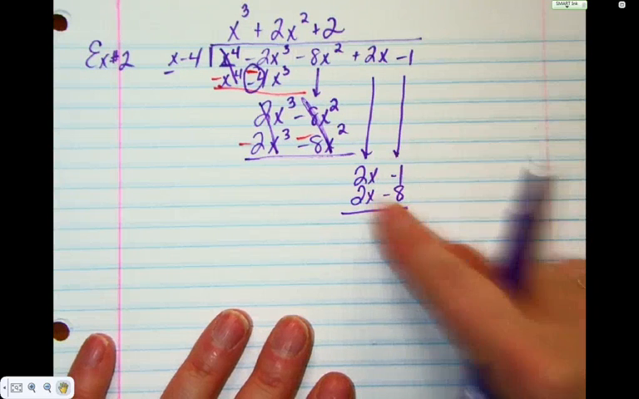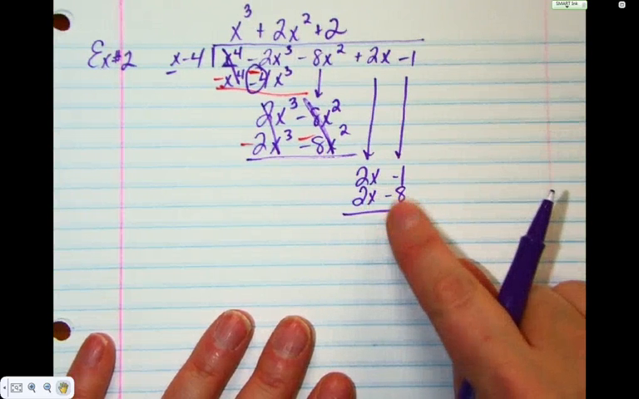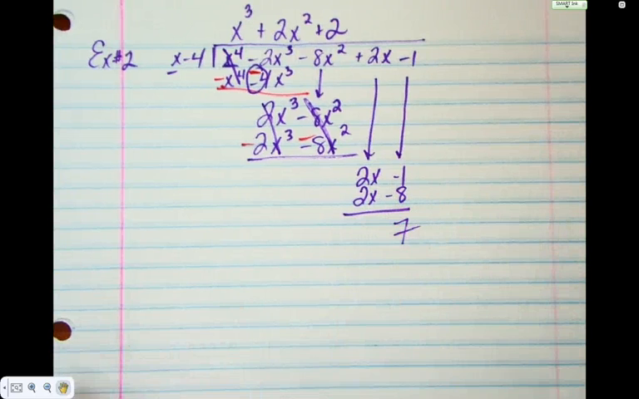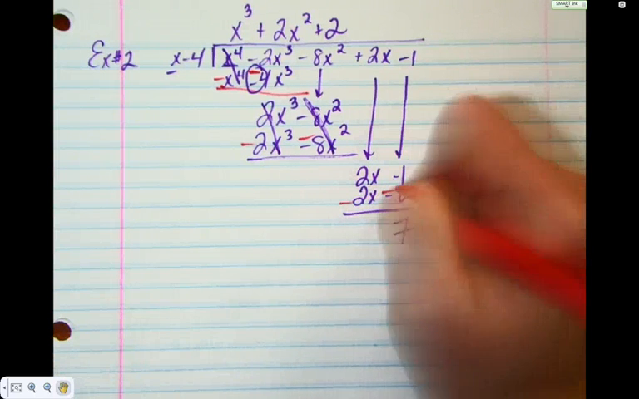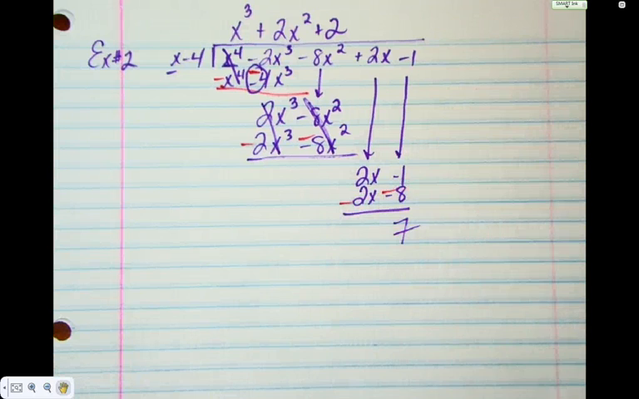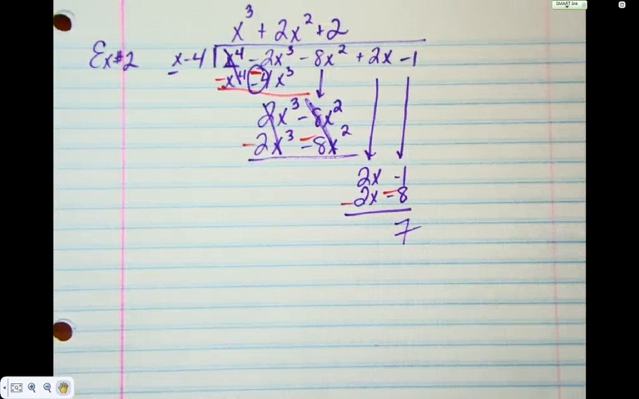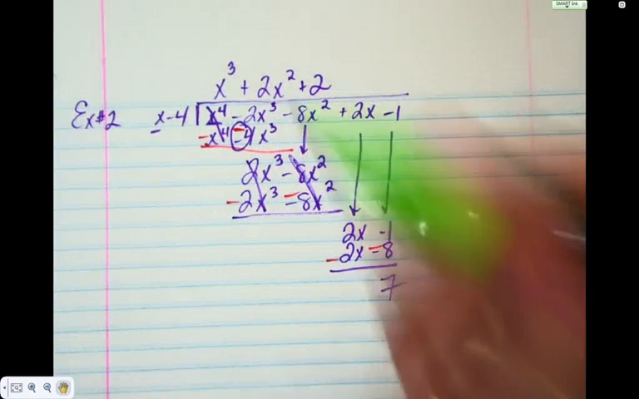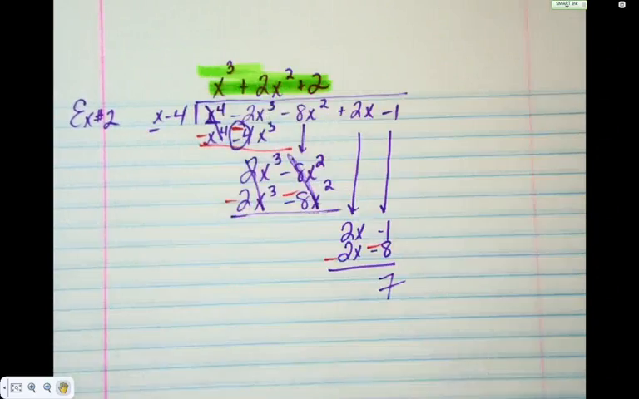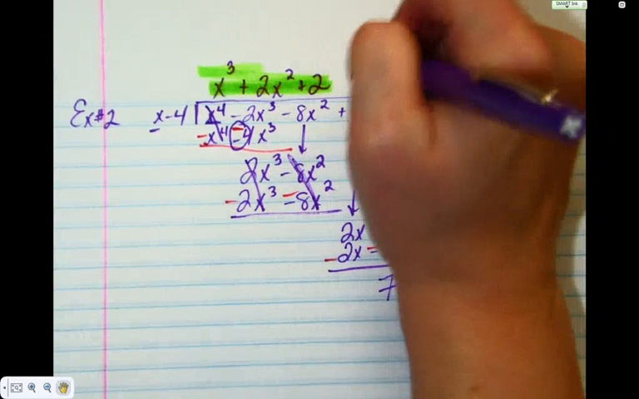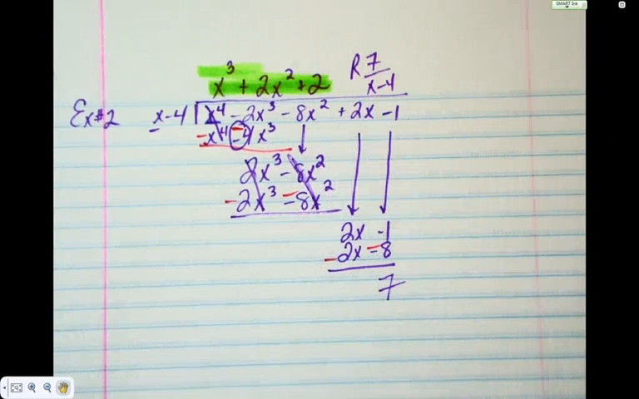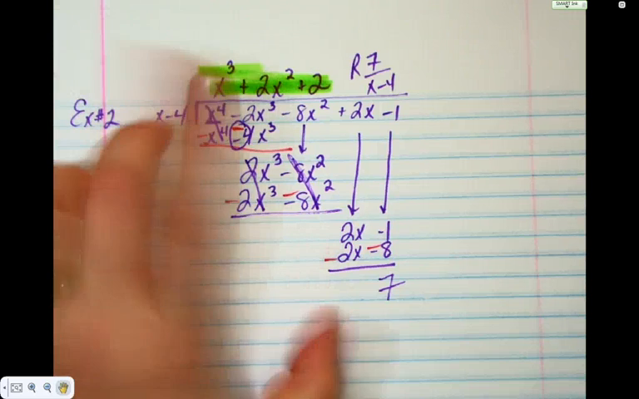Really common mistake is people are going to put -9. What's the mistake if you put -9? You haven't subtracted, you've added them. That's why I like to write the negatives really clear so your brain's like, oh wait, 8 minus 1, 7. What's the answer? What are we looking for in all this? Remainder 7. And again, sometimes you'll see 7 over x minus 4, which is fine. It's just a fraction of the divisor.